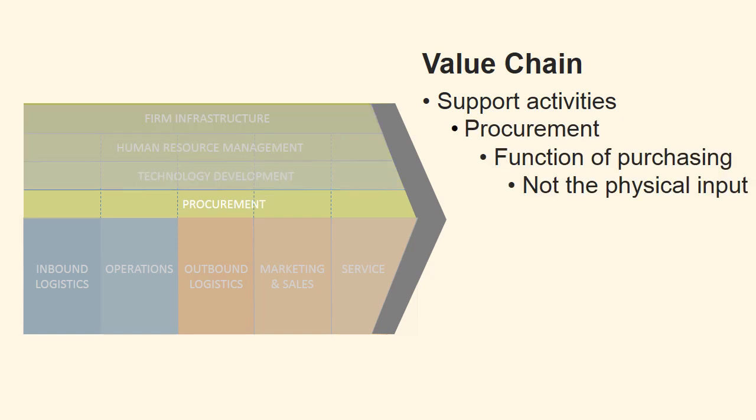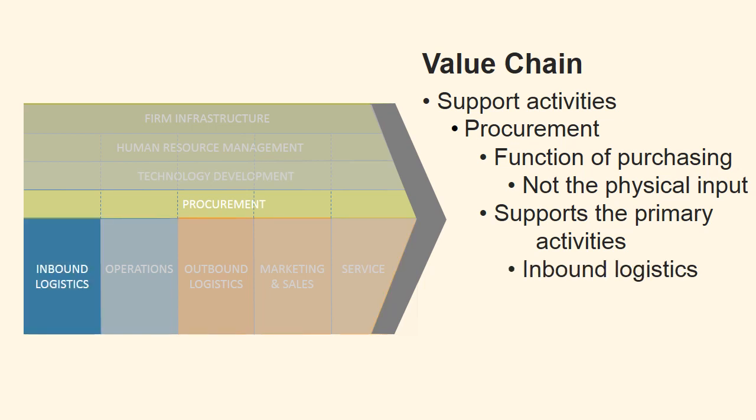Support activity, procurement, are activities that refer to the function of purchasing, not the physical input. Procurement supports all the primary activities. It may be the establishment of procurement routines for the purchase of raw materials for inbound logistics. But there must also be negotiations about purchasing of energy and service to the machines in operations. Buying of new cars for delivery of goods is outbound logistics.